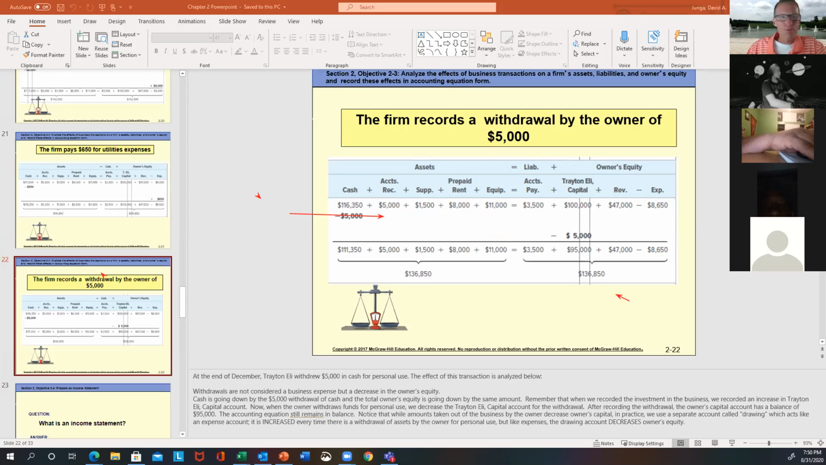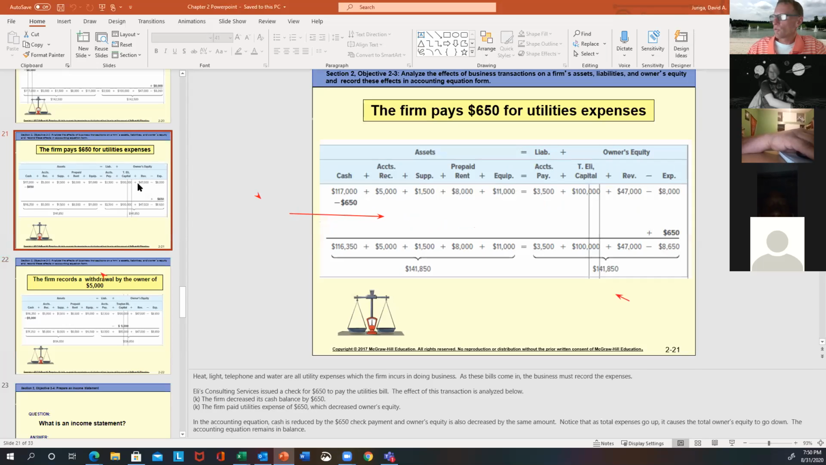Okay. And the previous one, I don't know why I skipped that, was showing you what would happen if you're paying your expenses. Notice you've got $650 paying for utilities expense, and you're taking that out of cash, and then you're also reducing your equity through expenses. I don't want you to be confused by that plus. In fact, ignore that for now. Just remember that your expenses are negative. You're always going to be reducing equity with expenses. Okay. All right.